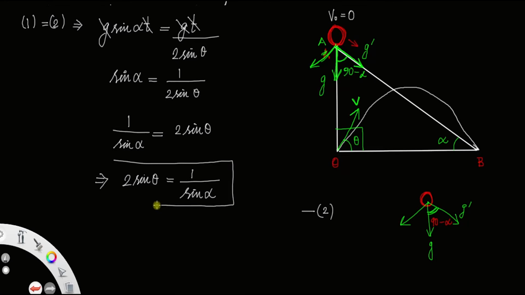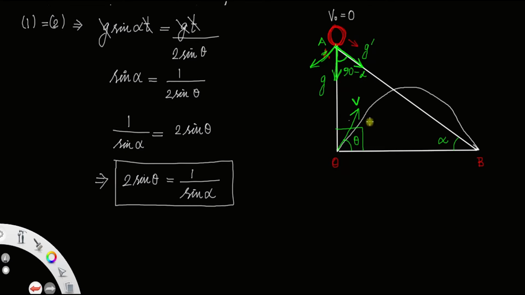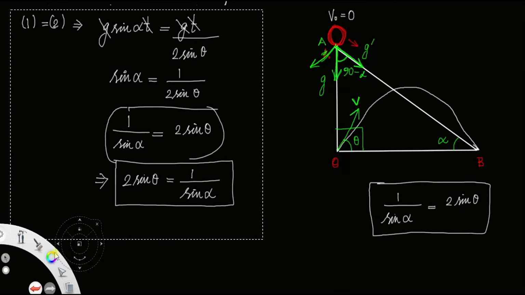Clear? Okay. Now we need to derive the second equation, that equation in terms of cosine. Let me write this again. Let me note these two values. We have 1 by sine alpha equal to 2 sine theta. Now we need to derive the first equation.